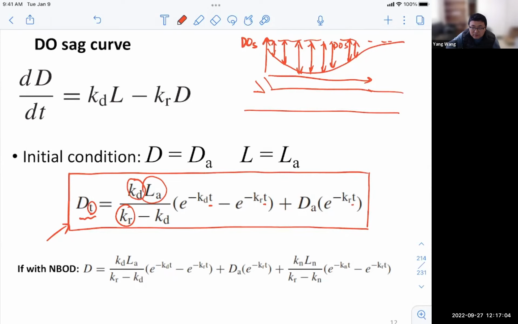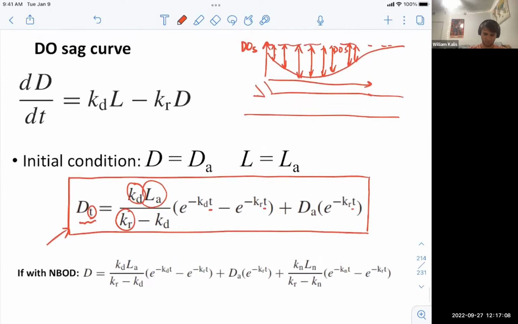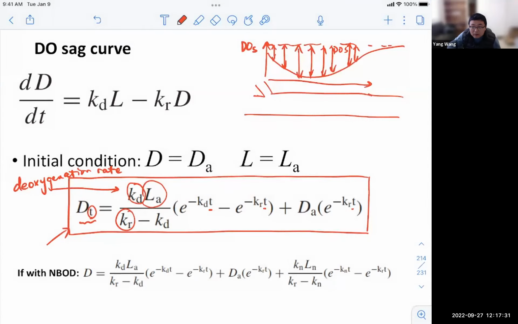I have a quick question. What does the K, so Kr is the reaeration constant. What does Kd represent? Kd represents the decomposition or the deoxygenation rate. Oh, okay. So it's kind of like the decomposition rate for the organics.